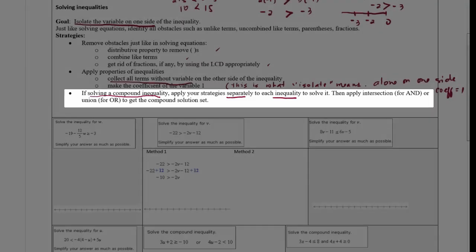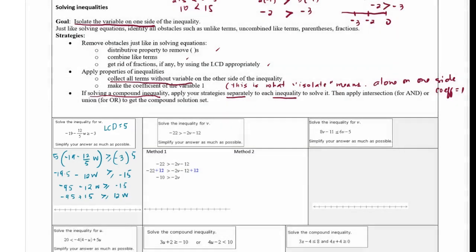If you are solving a compound inequality, you apply your strategies separately to each inequality, and then apply the intersection for AND and union for OR to get the compound solution set.